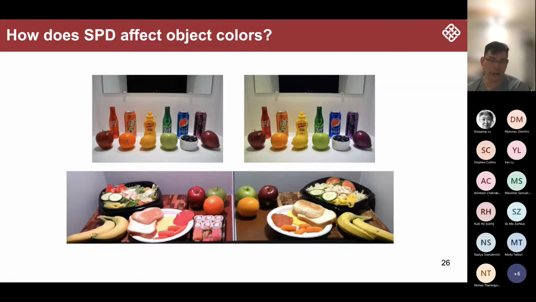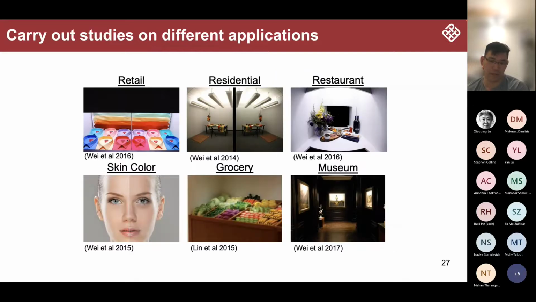Based on this, I carried out a lot of experiments trying to see how the spectral composition affects color rendering for different applications. For different applications we have different light levels, different objectives, and we are making different evaluations or judgments. I just want to talk about the museum setting, where we have a very, very low light level to protect the artwork. And this introduces some problems.